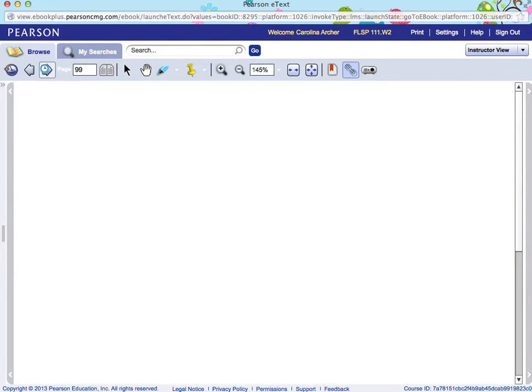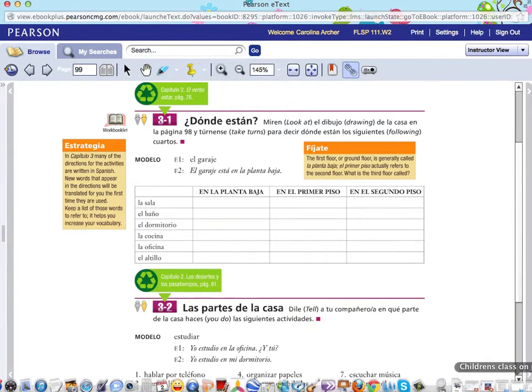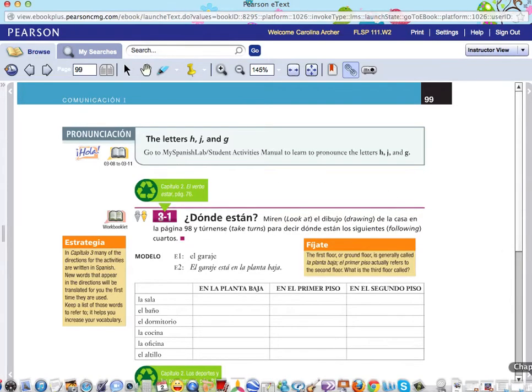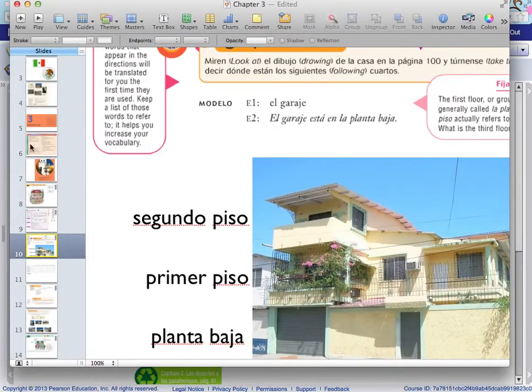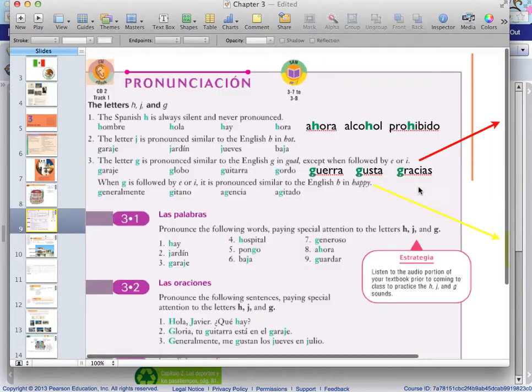Vamos a la página 99, and you're going to be doing some activities with the vocabulary, okay? And you have an explanation in my Spanish lab about the pronunciation of H, J, y G, okay? So I think, if I'm not mistaken, I can find it, it's right here, okay?